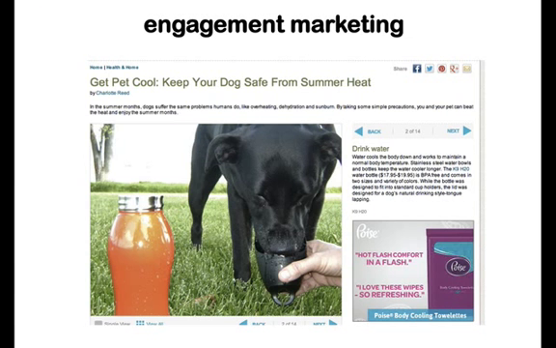Another way of engagement marketing, giving people all these different ideas, a whole slideshow of how they can keep your dog safe from the summer heat. So there's 14 different images here, all these different tips. So you could be sponsored by a veterinarian, a pet store. It's the idea of the advertiser helping, educating the consumer about how they can take better care of their pet.